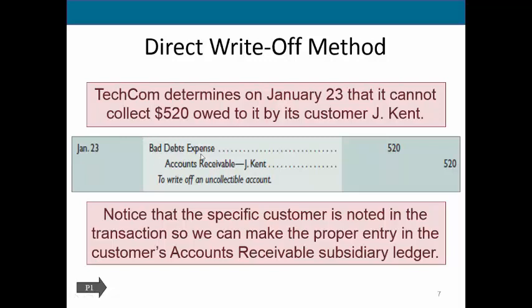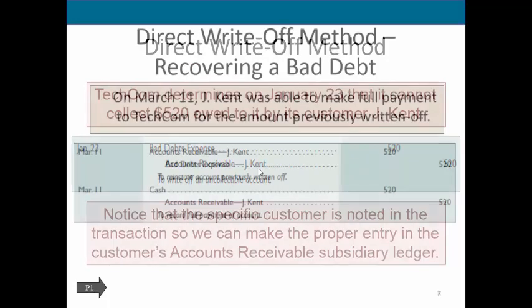And then we've determined we're not going to get the cash for that account receivable. So if that account receivable no longer has value, we need to take it off of the books. And we do that by taking the account receivable off with a credit. So you can see here bad debt expense for $520, and then the account receivable for $520. And notice here we have the name of the customer, and that's simply so that we can keep track of whose bad debt this was and whose account we wrote off.